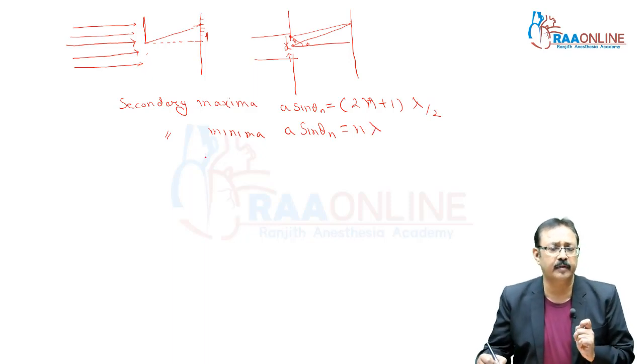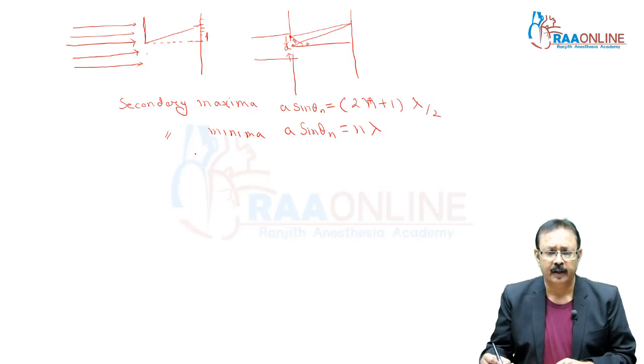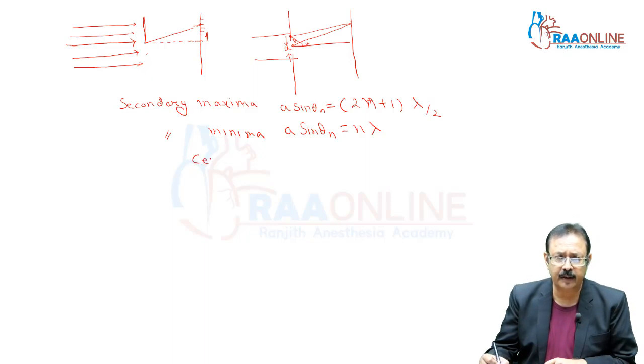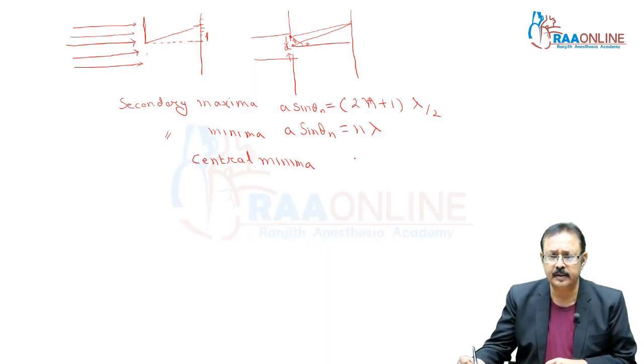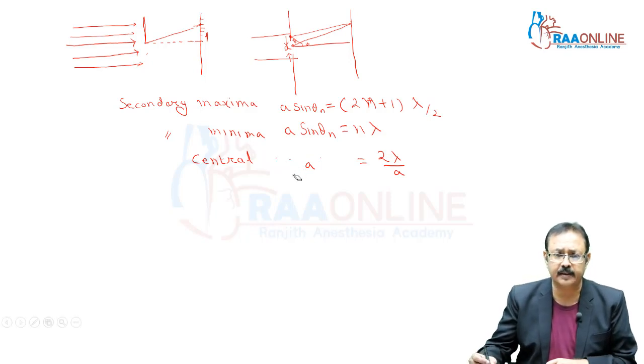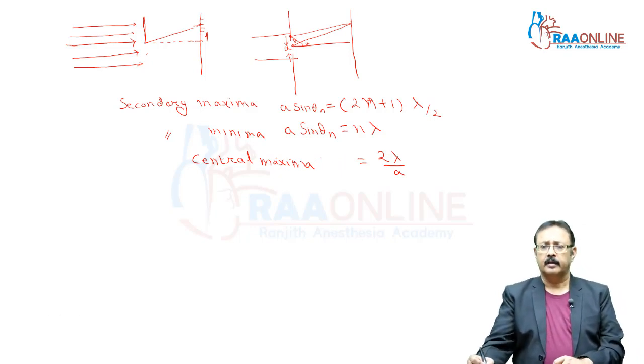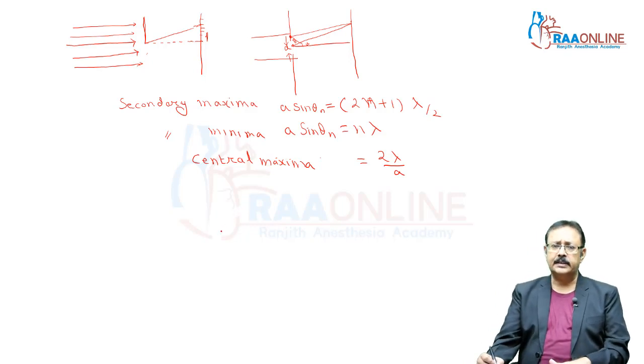And the central portion is always a bright fringe. The thickness of the central maxima is 2 lambda by A. Central maxima thickness, you will find, is 2 lambda by A. So we only have to learn these three formulas.